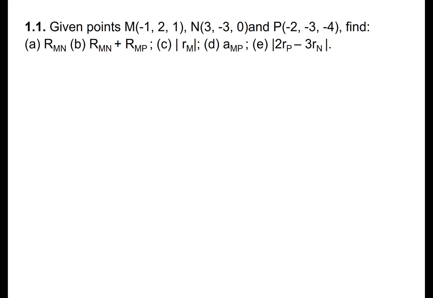Given point M with coordinates negative 1, 2, and 1, and then also point N and point P. Find the RMN, or the vector from M to N. Take note of the direction from M to N. Then the addition of two vectors, and then the absolute value, or the magnitude, of the vector M. And then you have the vector from M to P.